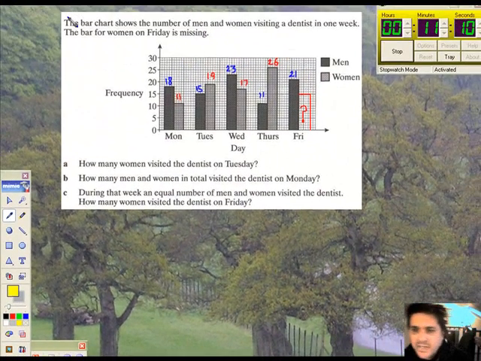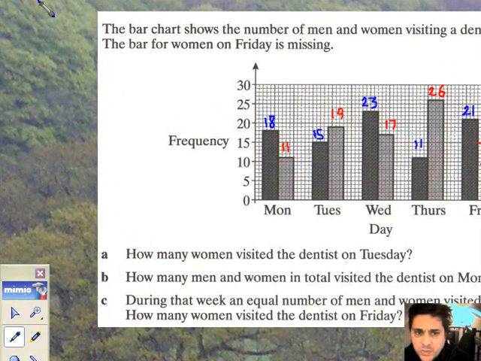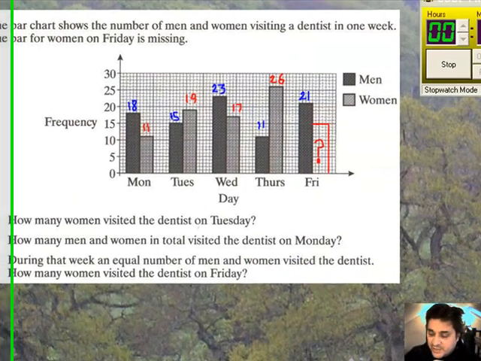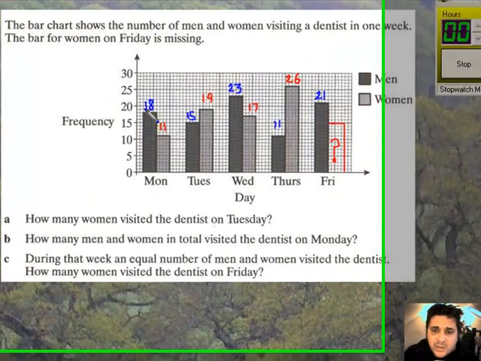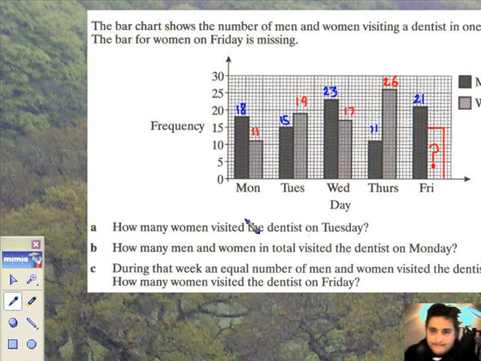Right, again I've taken the liberty of annotating some of this question in order to save time. The bar chart shows the number of men and women visiting a dentist in 1 week. The bar for women on Friday is missing. As you can see, I've coloured it there. I've gone red to represent the women, and blue for the boys. So here we go. The frequencies are shown.